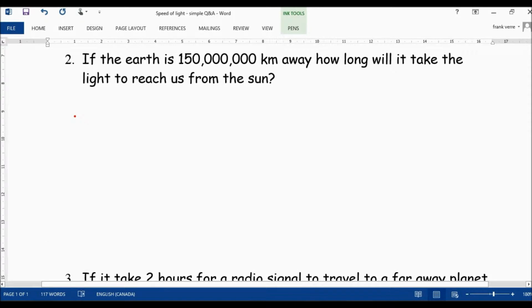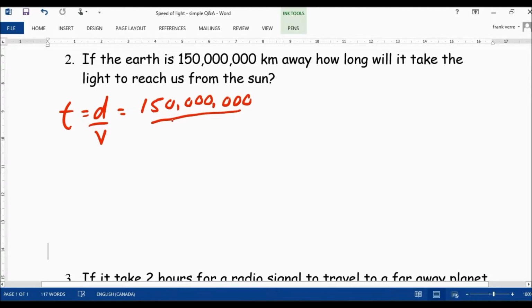Okay, next question is how long would it take light to reach us from the sun? So the sun is about 150 million kilometers away. How long will it take? Well, we can rearrange the first equation to say t is equal to d over v. The v is, we're actually using c. So the distance is 150 million kilometers, and that is over the speed of light.